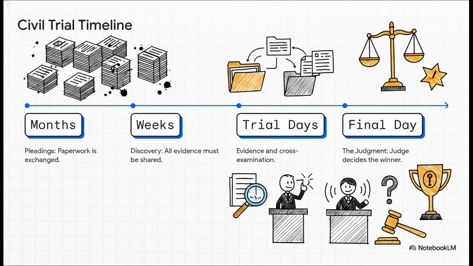Weeks before the trial is discovery, and this is absolutely crucial. It's a phase where every single piece of evidence must be shared between the parties. It is only after all of that extensive groundwork is laid that we finally reach the trial days. That's when evidence and cross-examination happen. And lastly, we arrive at the judgment on the final day, where the judge simply decides the winner.